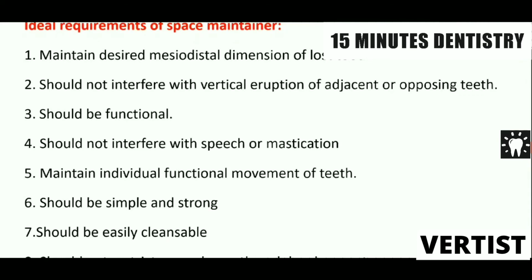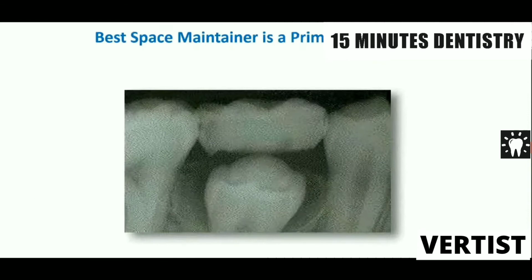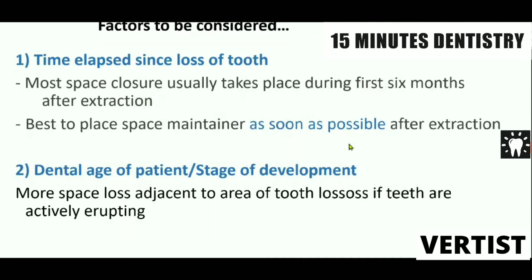Looking at all these ideal requirements, no artificial space maintainer is able to fulfill all of them. So the best space maintainer will always be a primary tooth. That's the reason why a pediatric dentist should always try to save the natural primary tooth, so that it remains functional as a space maintainer. We have to discuss a few factors which are considered prior to placement of a space maintainer.